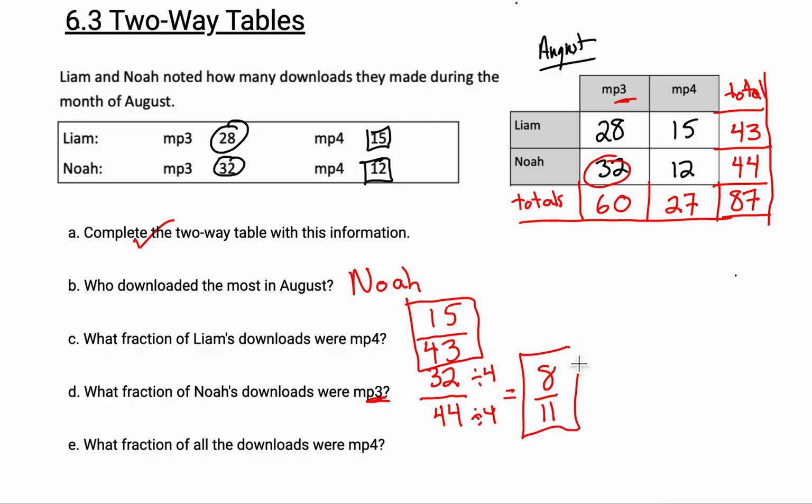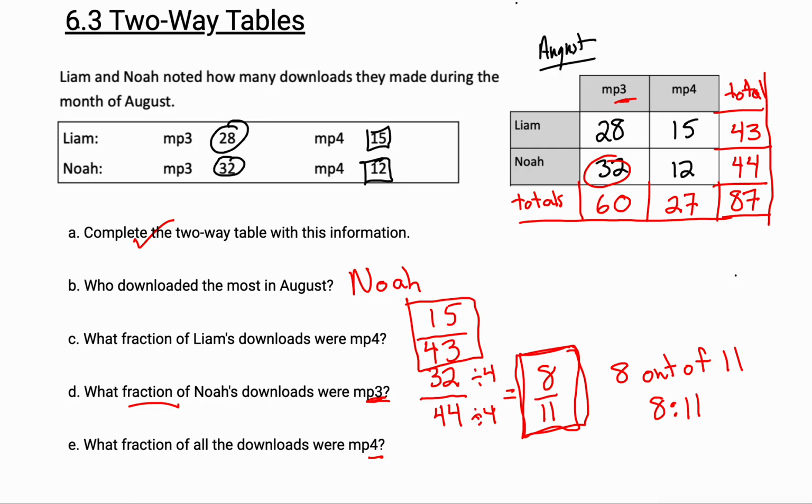Now, other ways that we can write this ratio is 8 out of 11. So that's another way we could write that fraction or as a ratio. I've also seen it as 8:11. It depends on what the question asks. This one does say a fraction, so it would ask for the answer as a fraction.